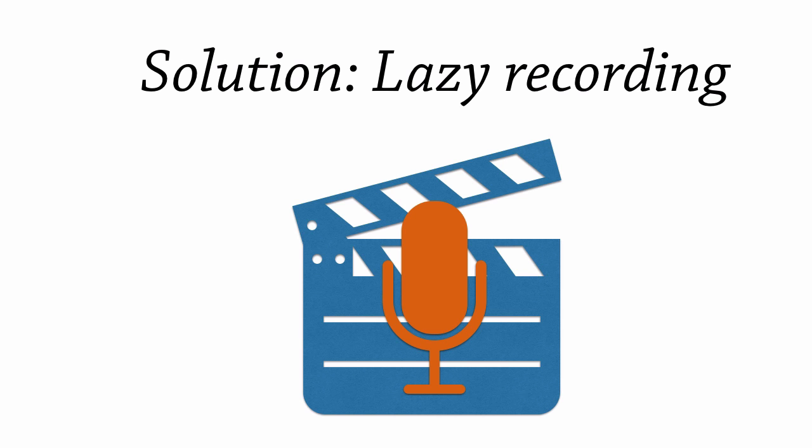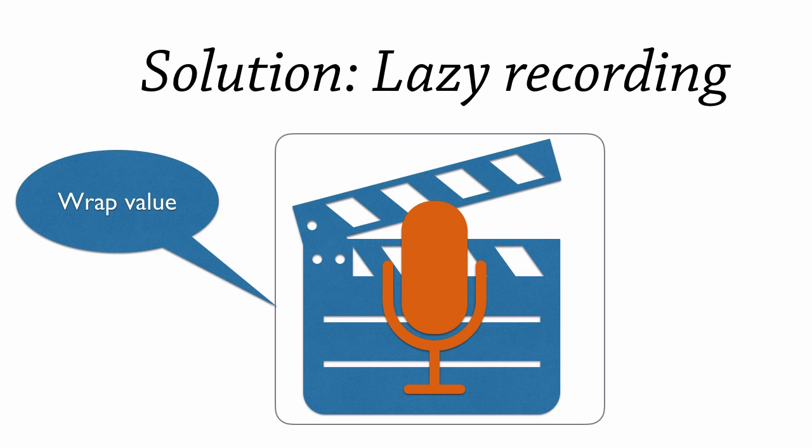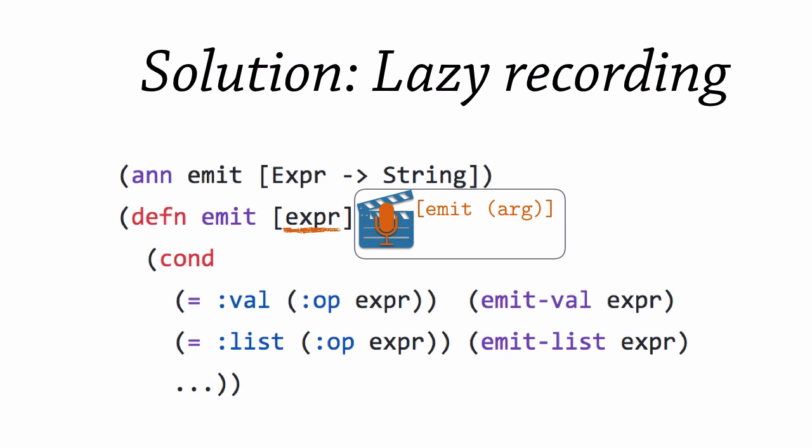So what's the solution? Well, a solution is using laziness, so lazy recording. What this is supposed to make you think of is a microphone that follows this film clapper. When you say action, you record, and when it's cut, you stop recording. This makes more sense if you think of us actually wrapping this value, and as the value goes through the program, the microphone goes with it. And at key points during the program, we say, okay, record, stop, record. So let's have a look at how our program changes.